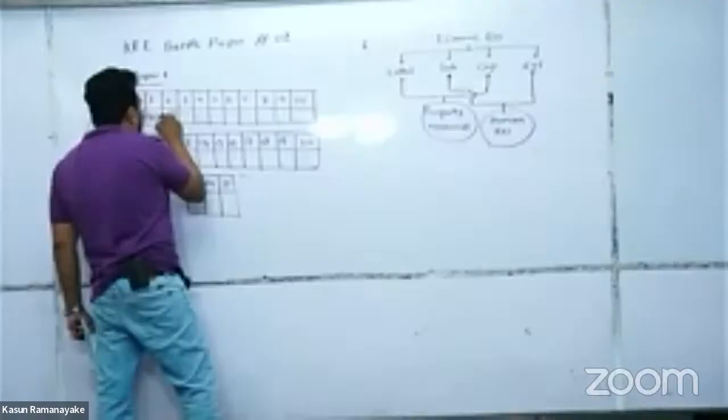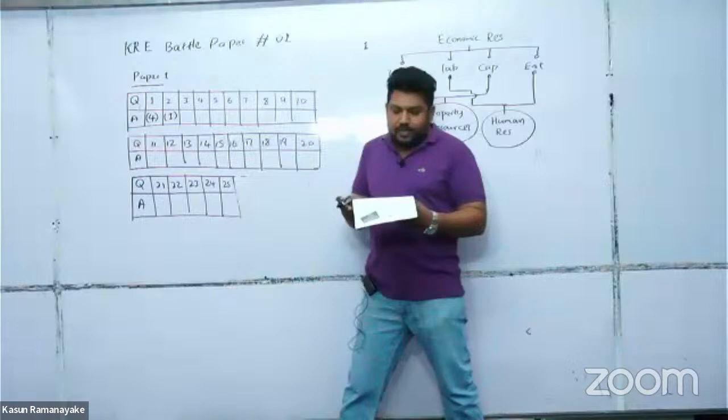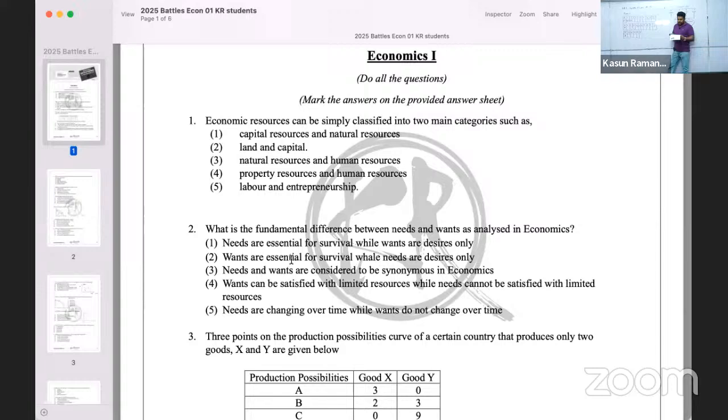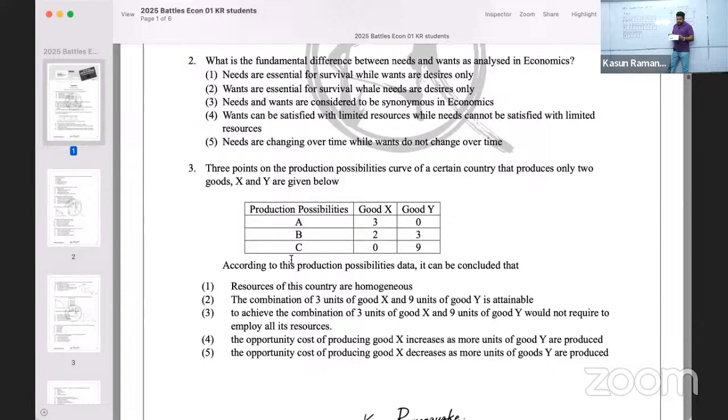Next question. Look at it. Three points of the production possibility curve of a certain country that produces two goods, X and Y, are given below. Understood? Then just look at that table. Then after that, look at the question that they ask. According to this production possibilities data, it can be concluded that.